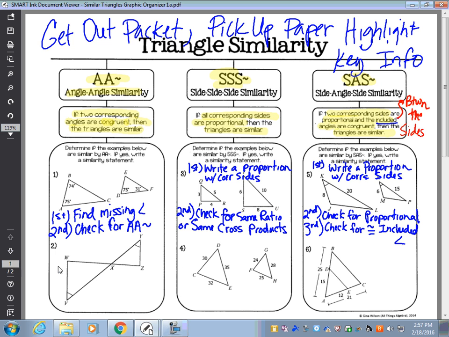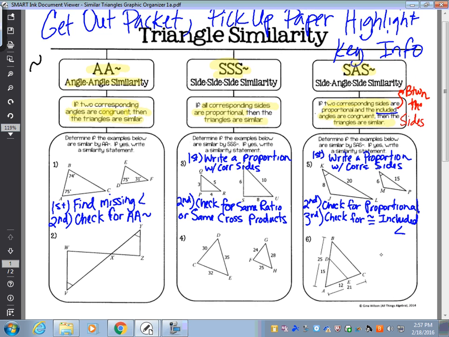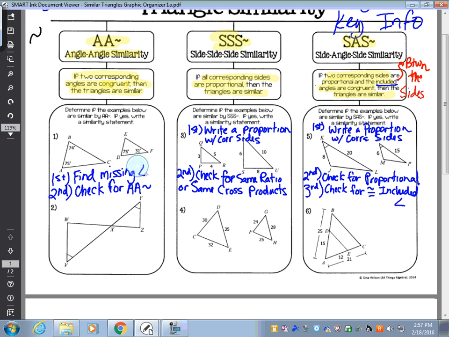Don't forget, remember that this symbol, like the little sideways S, is your symbol for similarity or similar. So we've got angle similarity. Basically it says if I have 2 corresponding angles that are congruent, then the triangles are similar. So the first thing you have to do is find any missing angles. Okay, find any missing angles.